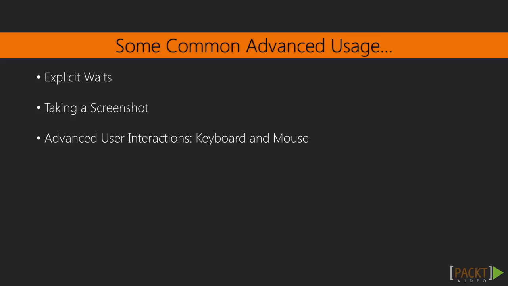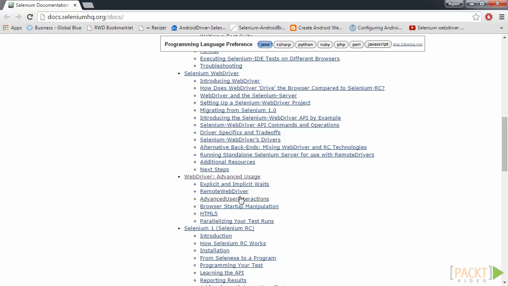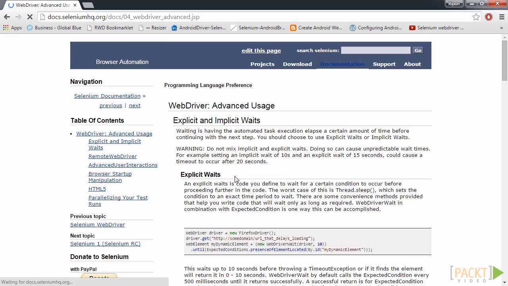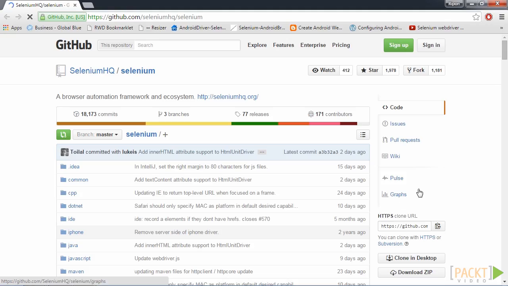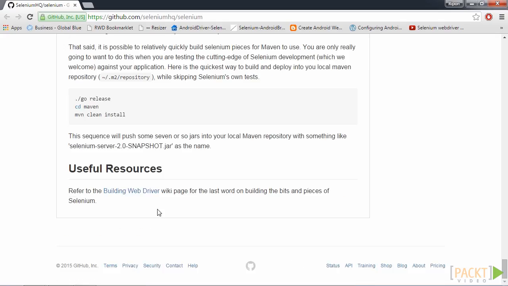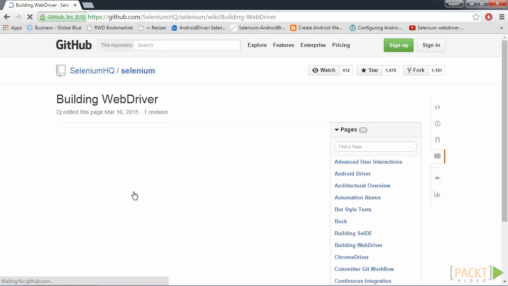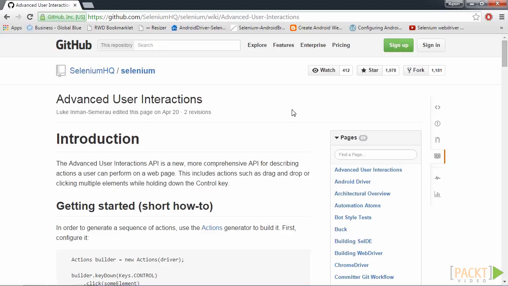We have already discussed some common advanced topics available at the following location: docs.seleniumhq.org/docs. github.com/seleniumhq/selenium. Let's take a quick look at them. Moving on, let's peek at a few more advanced usages.